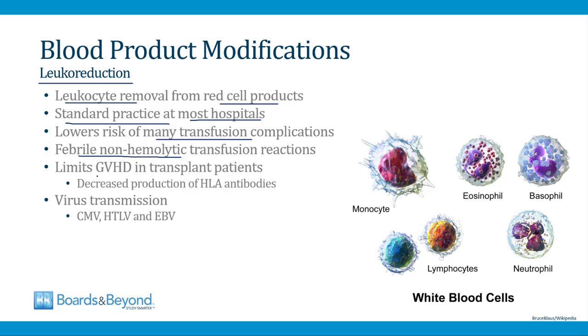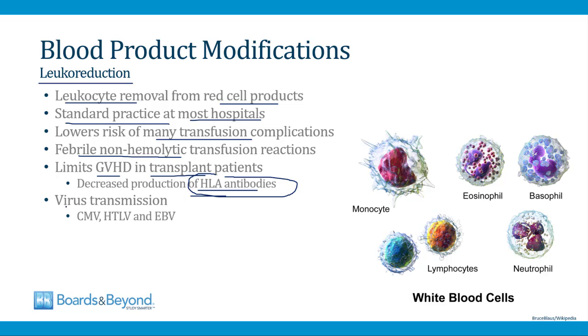It also limits graft versus host disease in bone marrow transplant patients because it decreases the production of HLA antibodies. White blood cells express HLA antigens, so when you transfuse white blood cells into patients, they can produce HLA antibodies. And then in patients who have had a transplant, that can lead to graft versus host disease.